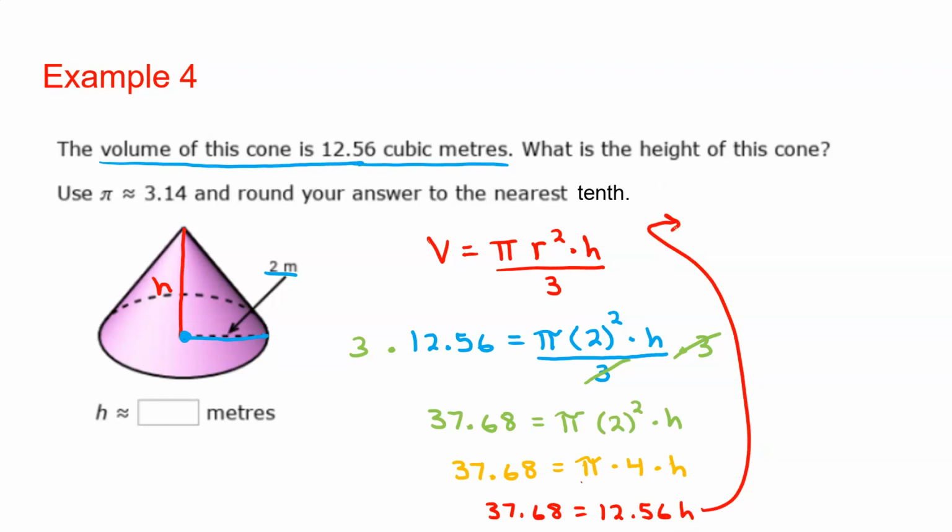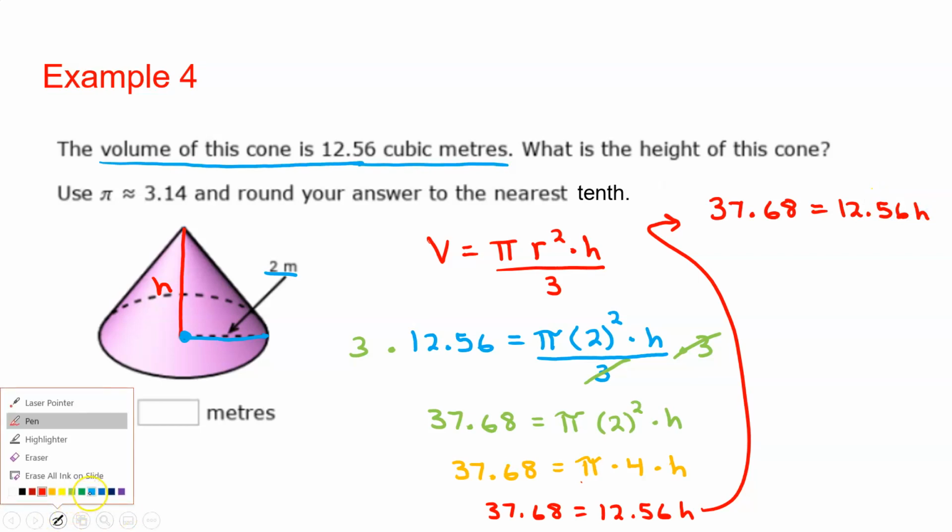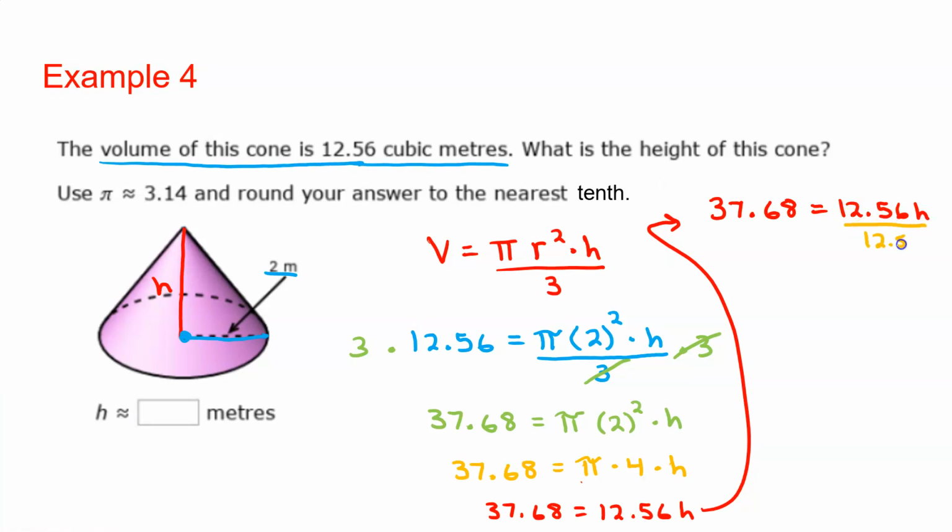Well, I have one more thing that I have to do. I'm going to scoot this back to the very top. I have 37.68 is equal to 12.56 times h. Well, the way that we get rid of that 12.56 is simply going to be to divide. We're going to divide by 12.56, divide by 12.56. So what is 37.68 divided by 12.56? We get a total of 3. 3 is equal to, those 12.56 cancel out, that is equal to h.